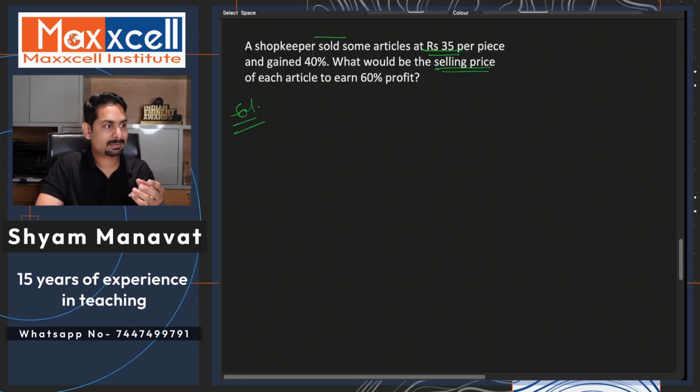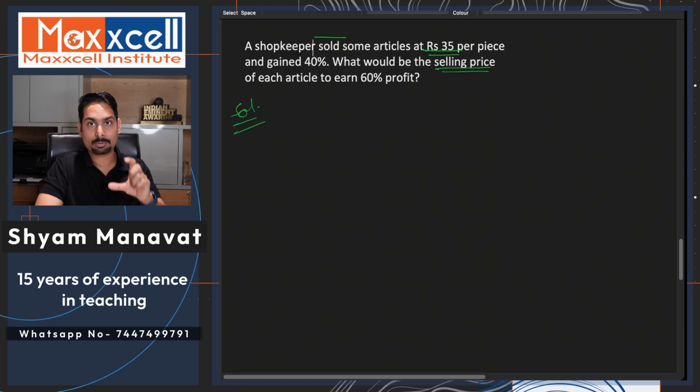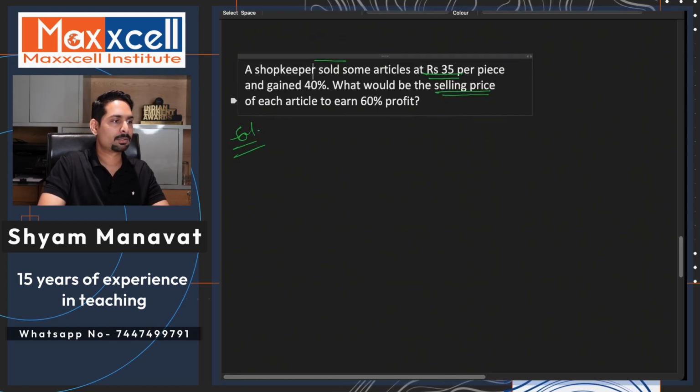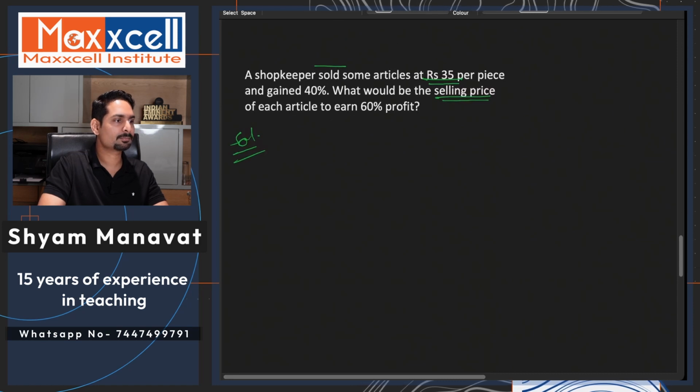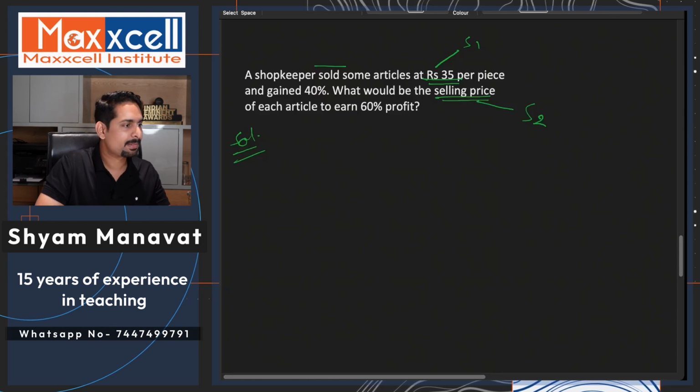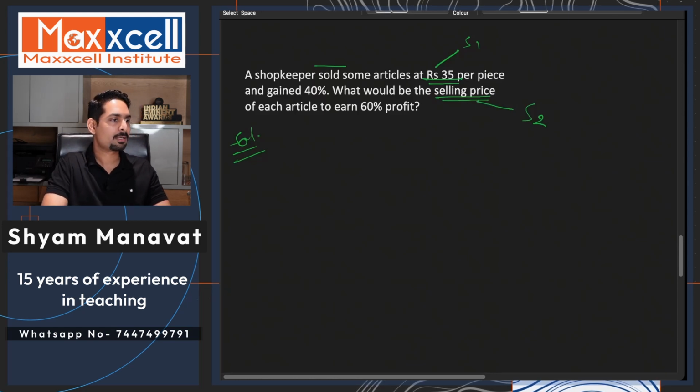You need to find out the selling price with 60% profit. So those both selling prices are different. Okay, so let me call this selling price 1, and let me call this selling price 2, which we need to find out. Alright, let's make the equation now.